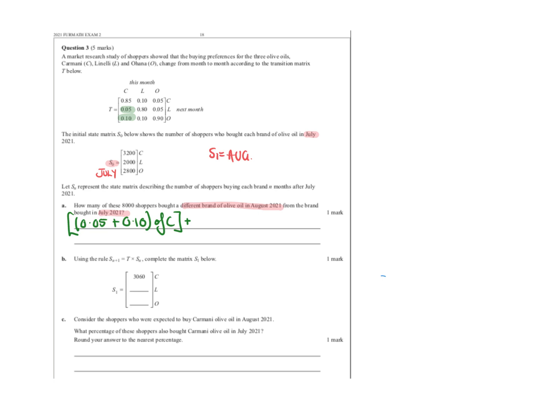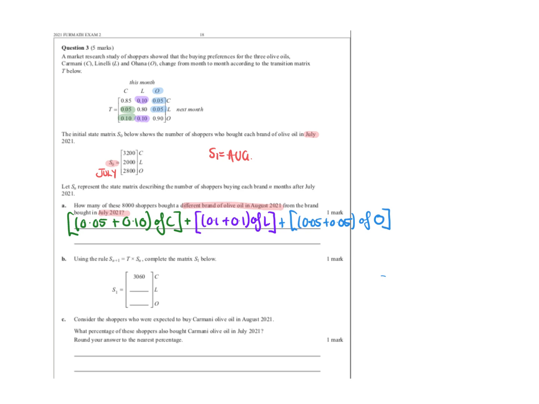Then if you think about it, if we look at the other brand, so in L, 10% went to C and 10% went to O. So what we're saying there is 0.1 plus 0.1 of the L's in July went to a different brand. And then if I do this last one, O, 0.05 and 0.05 of the O brand went to a different brand, so of O. Okay, so they're all the ones changing.